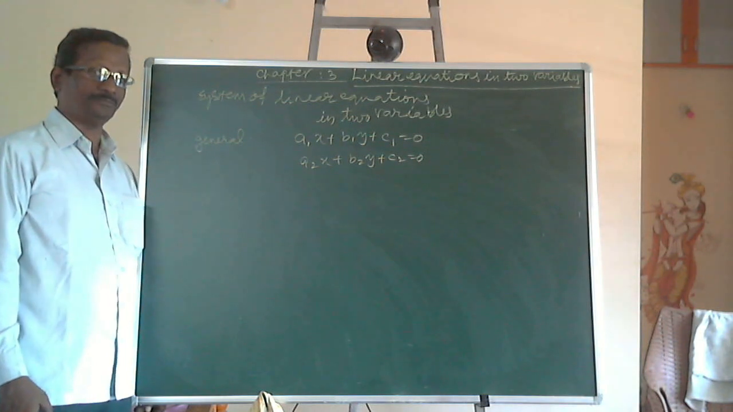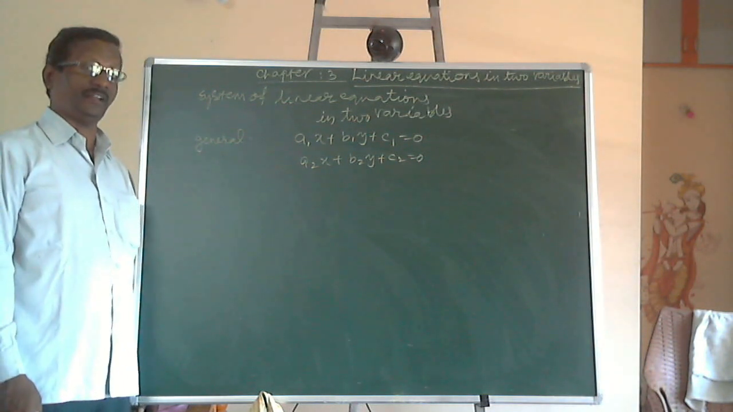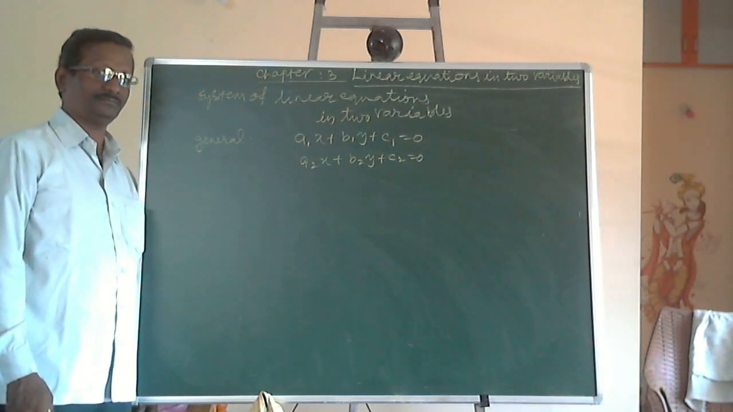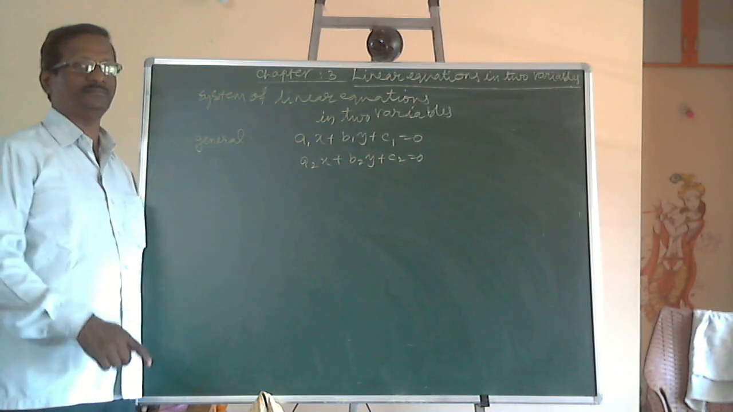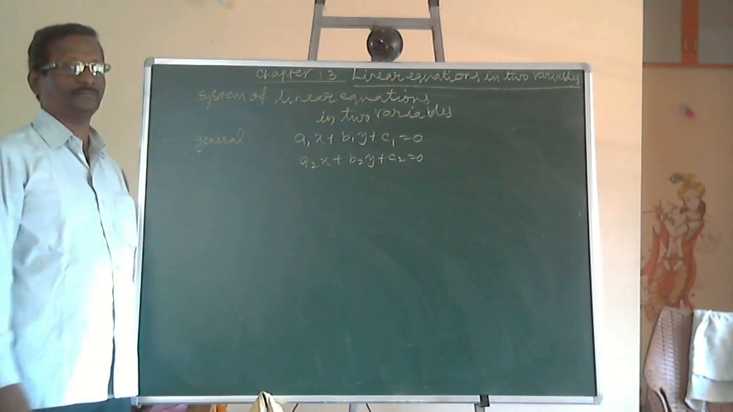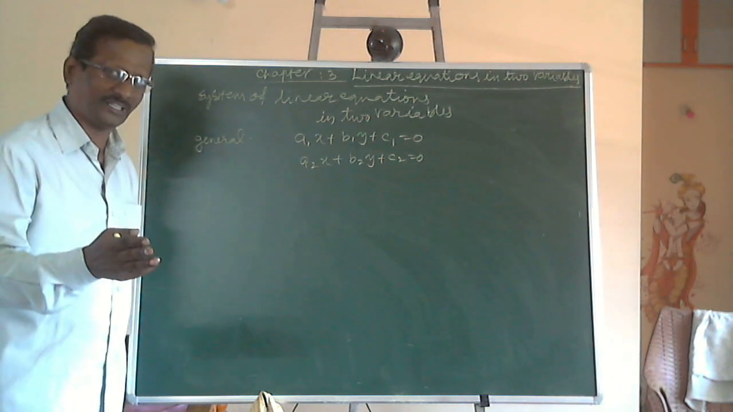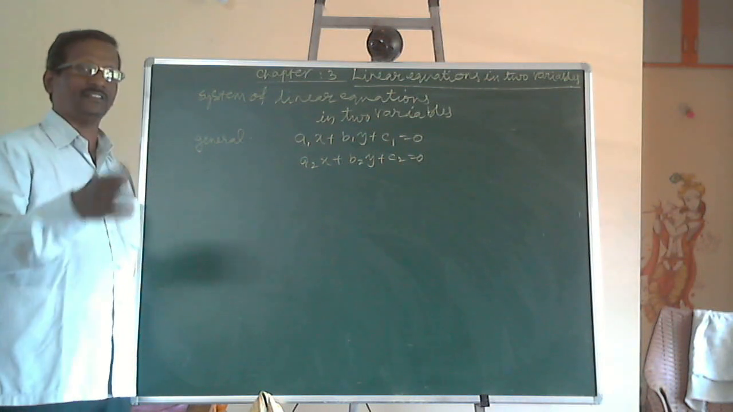Similarly, do you know if there are three variables in the equation, a system contains how many equations? Yes, you are right. In case there are three variables, the system of equations contains three equations. Three equations together in case of three variables. Two equations together in case of two variables.